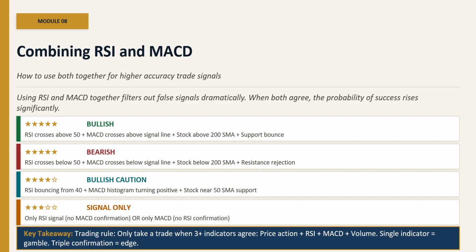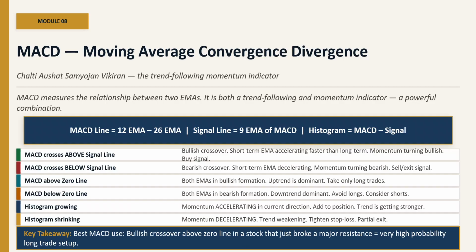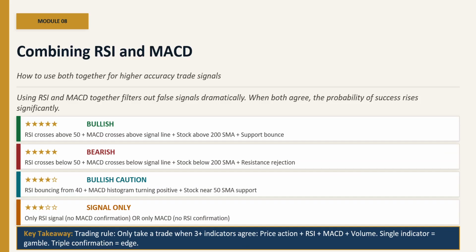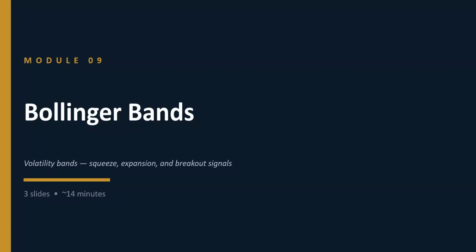RSI and MACD measure momentum. Bollinger Bands measure volatility. Module number 9 is Bollinger Bands. It was developed by John Bollinger in 1980s. These bands measure volatility and create a dynamic channel around price. Once you understand them, you will never look at a chart the same way again.